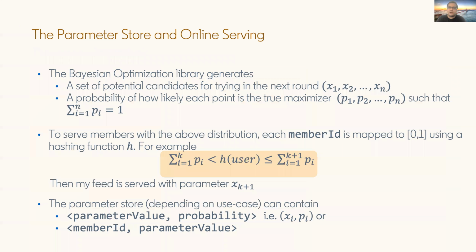So what the library is outputting over here is, you have a set of potential candidates that you want to try in the next round, and let's call them x1, x2 up to xn, and the library is going to output a probability for each of these, such that the sum of the probabilities is 1. And like we discussed a few slides back, the way you resolve a particular configuration for a member is you do a binary search, and that's what we are showing. If the hash value of the member is between pi and pi plus 1, you will apply pi for the member.